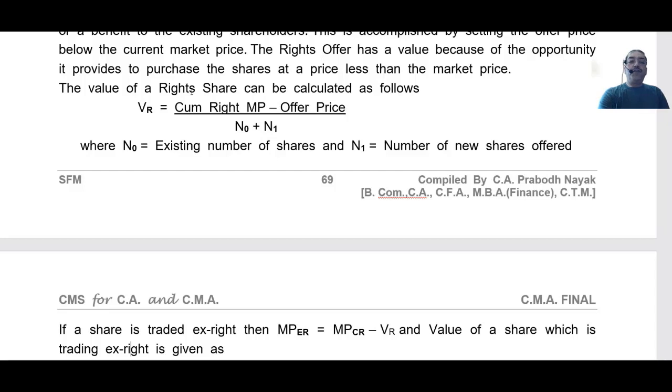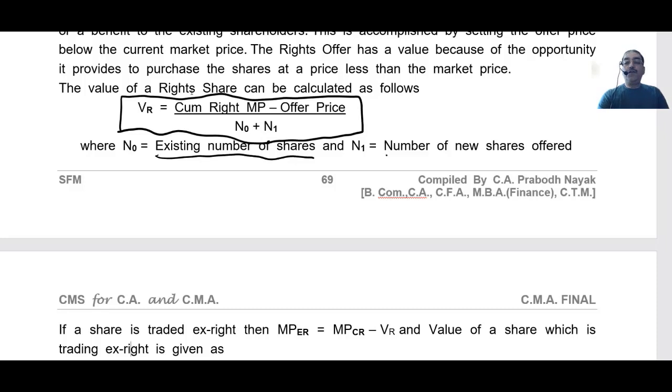In that, two formulas are important. Value of a right is equal to cum-right market price, MP is market price, minus offer price upon N0 plus N1. N0 is the existing number of shares. N1 is the number of new shares offered in the rights issue. Cum-right price minus offer price.